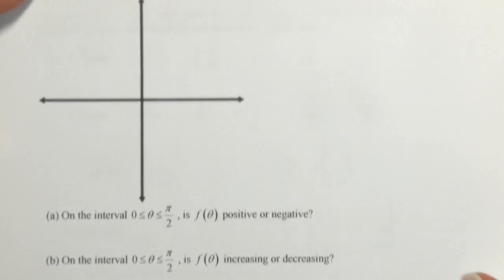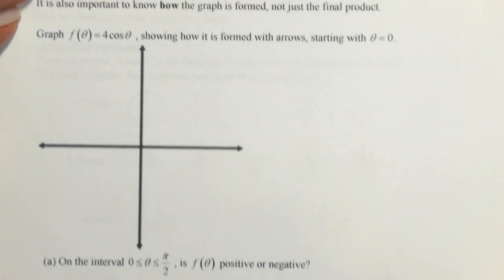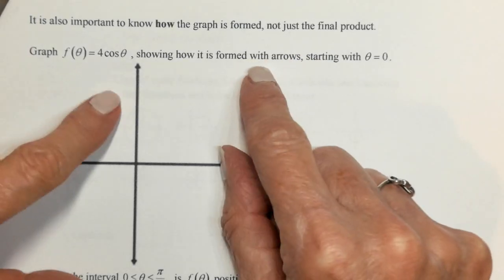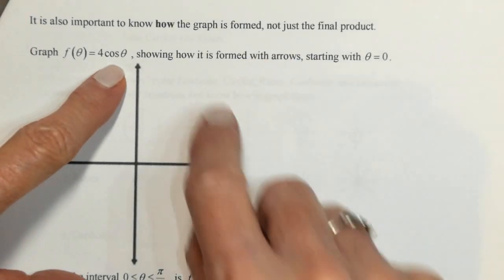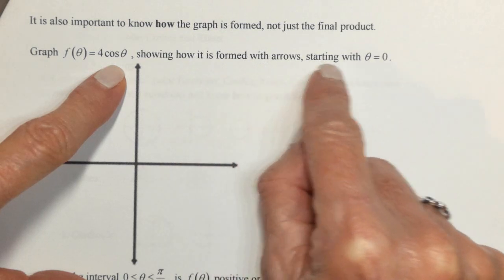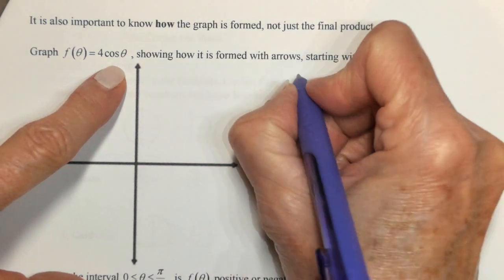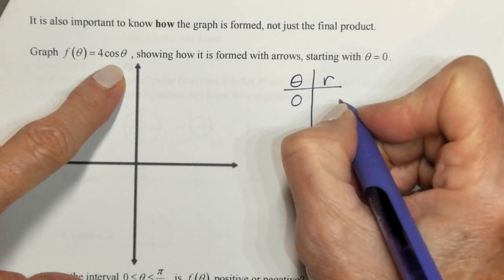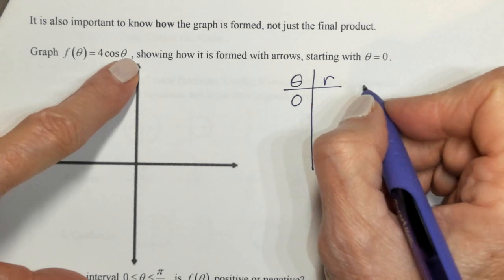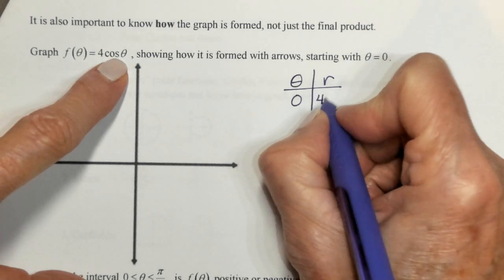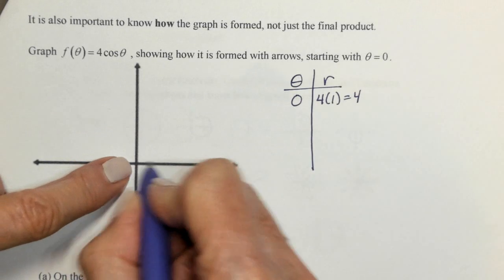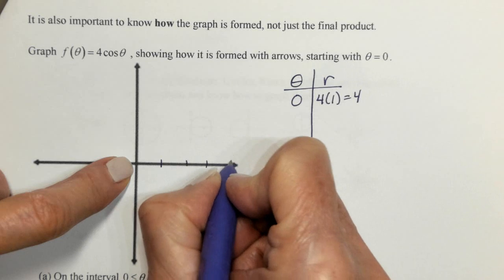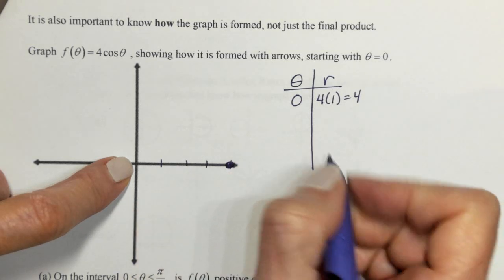One more thing before we end for today, talking more about how the graph is formed. Let's consider this graph and show how it is formed, starting with theta equal to 0. I'm going to make a little theta-r chart. When theta is 0, what is r? Cosine of 0 is 1, and we'll have 4 times 1, which is 4. When theta is 0, r is 4.